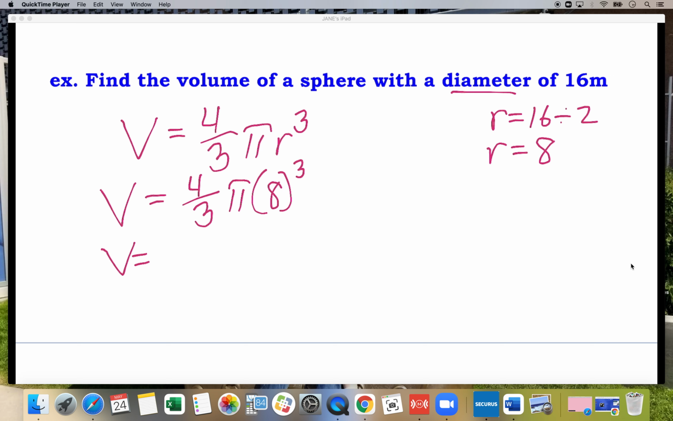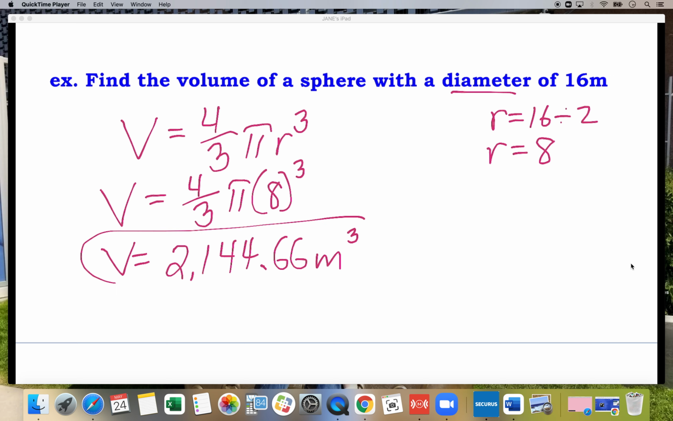Volume equals 2,144.66, and that's meters cubed. When you plug this in the calculator, I generally take the 8 and cube it first and then push equals. And then what I do is take it times pi and then take it times 4/3.